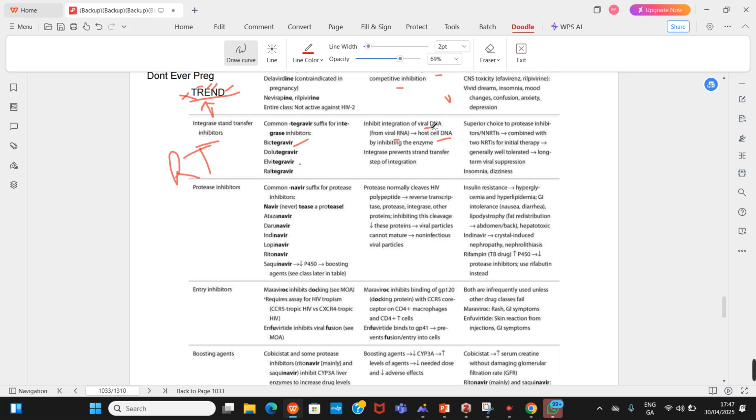Once reverse transcription has done its own job, it will just pass it to integrase. Integrase will now come and put it into the host. The host will now replicate. Then the last one will now come, which is what? The protease. Protease will now come and start cutting the protein to form new virions. So they inhibit at different phases. So don't forget that.